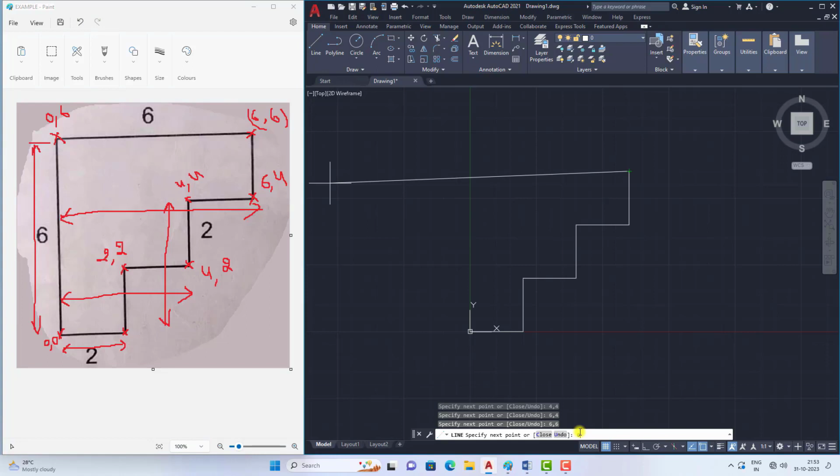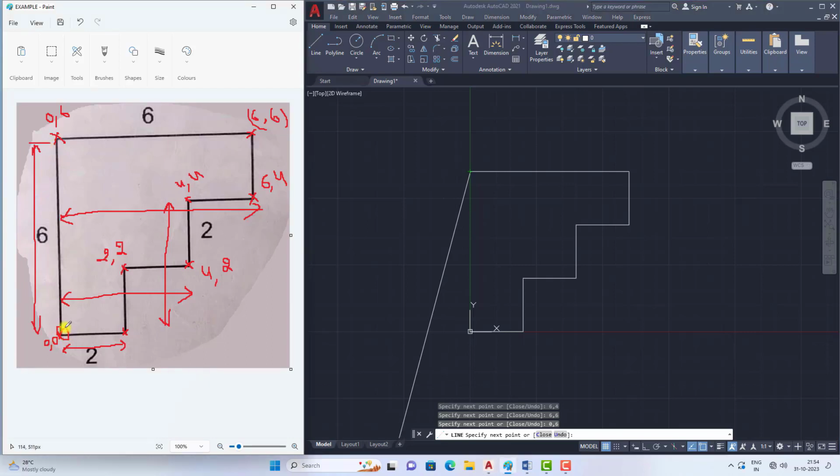So now we are here and we need to come to the original position, right? If you want to come to the original position, what should you do? Again you need to give the point 0, 0, so that it will meet the starting point. So I am giving the value 0, 0 and pressing enter, and again pressing enter to come out from this line command.